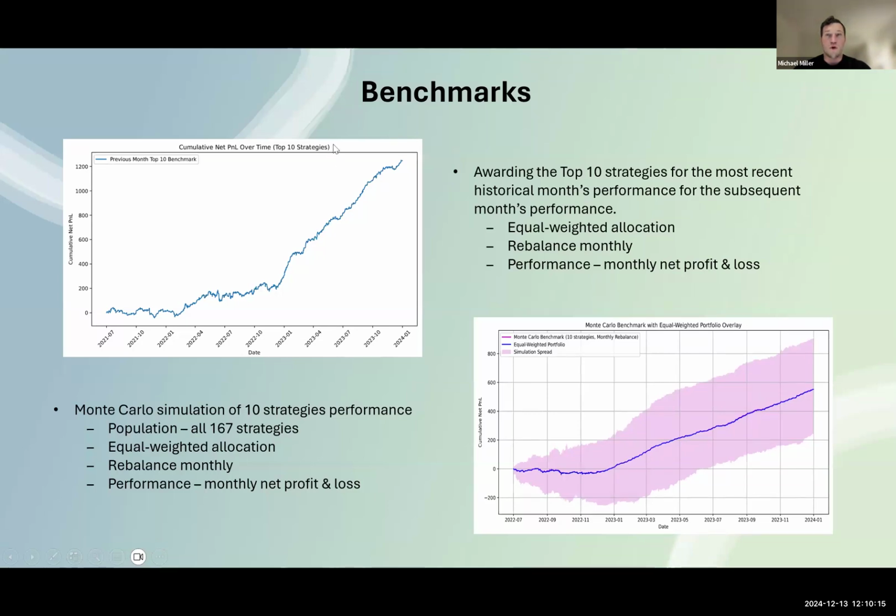So we wanted to compare this to several benchmarks. Here, what you're simply looking at is a Monte Carlo simulation that took 1,000 simulations of picking the top 10 strategies on a monthly basis. And you can see the simulation spread and the average, as well as just simply taking the previous top 10 performers and rolling those forward each month. And as we know, past returns are not good at creating future returns, as we can see here.